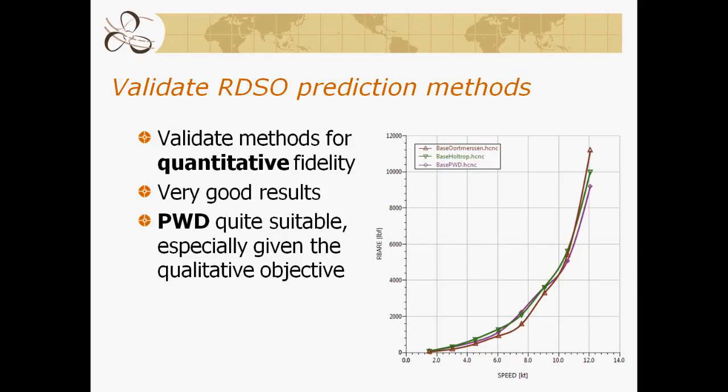This graphic here is a comparison of the prediction of two parametric methods that fit the scope of the hull very closely, the Ortmerson method and the Holtrop method, against the prismatic wave drag. Quantitatively, these provide very good results and good confidence and confirmation that the PWD method would be quite suitable, particularly given that we're really looking for a qualitative outcome, a comparative outcome, but it also has proven to be quantitatively very strong and reliable.